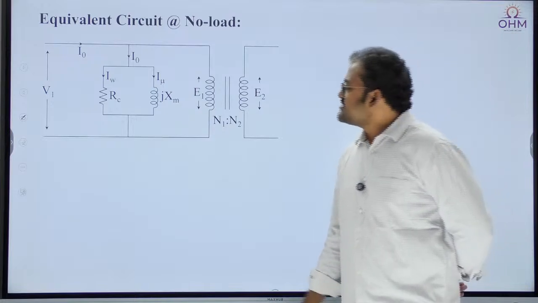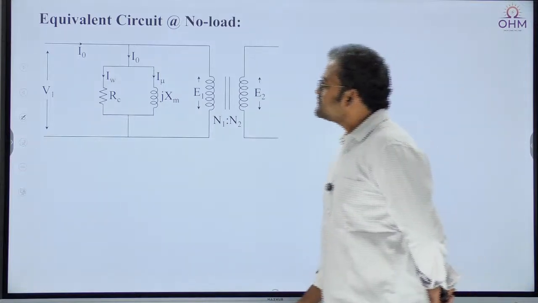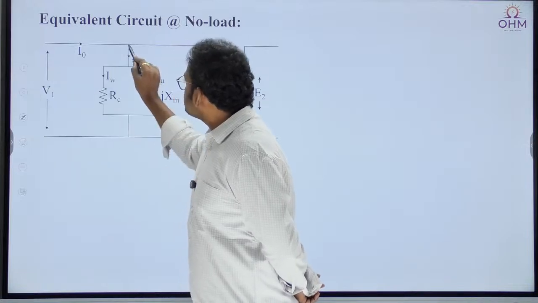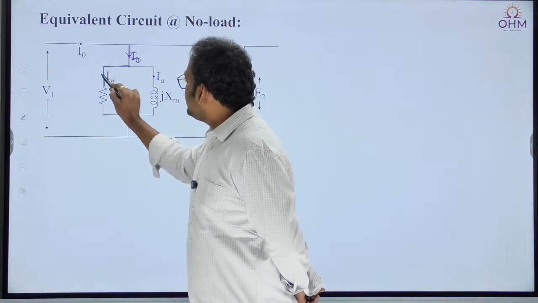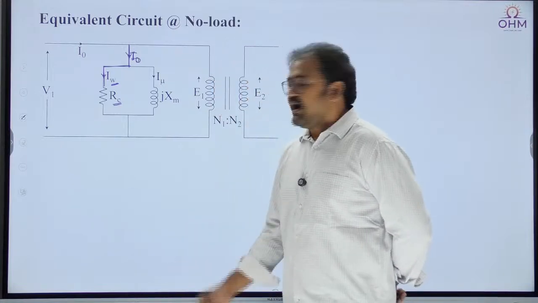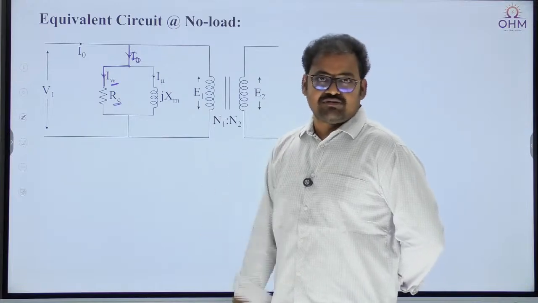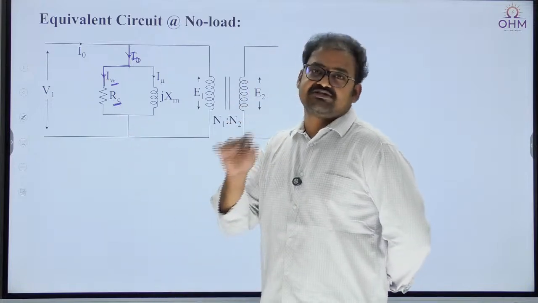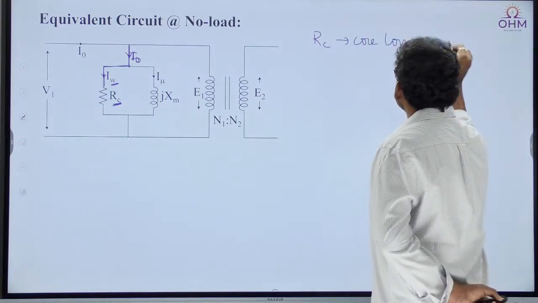So this is about the transformer under no load condition, and this is the equivalent circuit of the transformer at no load. You see the no load current drawn by the primary, with the secondary open circuit. This I naught has two components, so you have to apply KCL. One is a purely active component, that's why IW was represented using a resistive component. As I told you, IW represents the iron loss or core loss. As it represents core loss, we call this resistance RC, the core loss resistance.